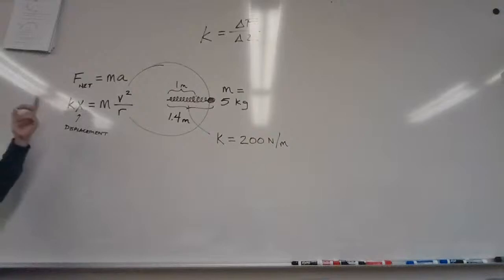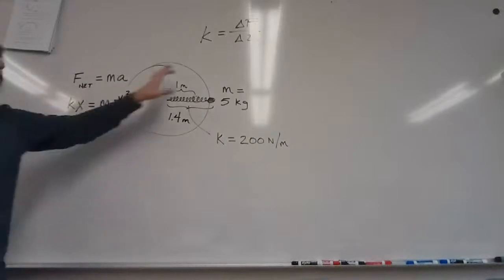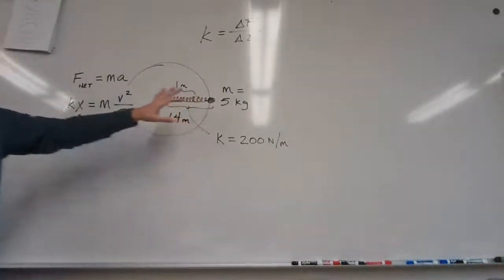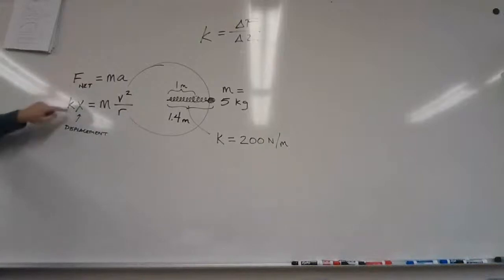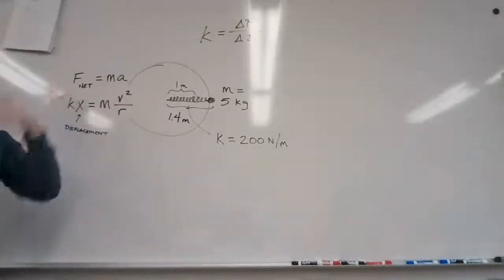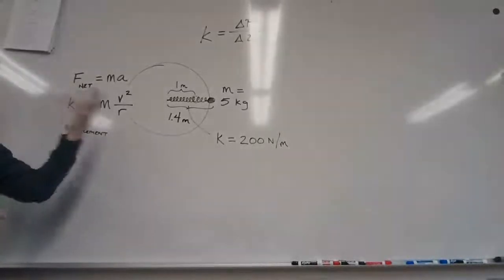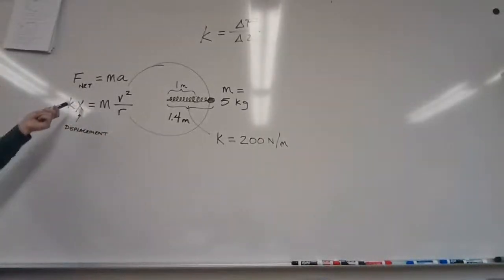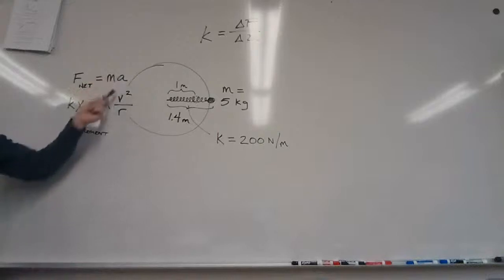So what you got to remember is use your force diagram or your physics knowledge to figure out where is the net force coming from? Is it coming from a spring? Is it coming from normal force versus gravity? Is it coming from a string? Whatever. And then replace the A with V squared over R.